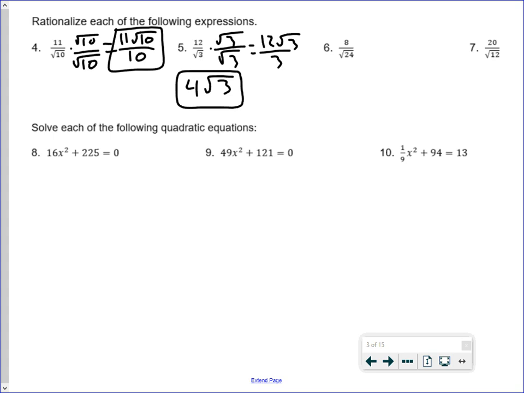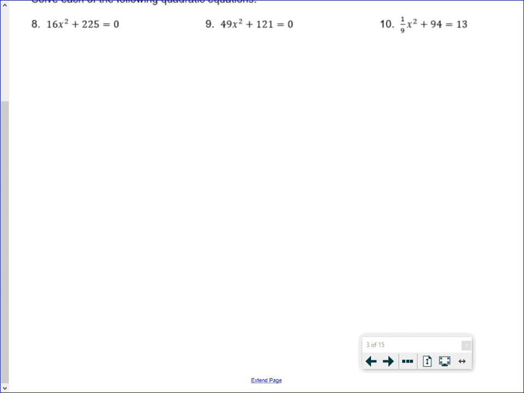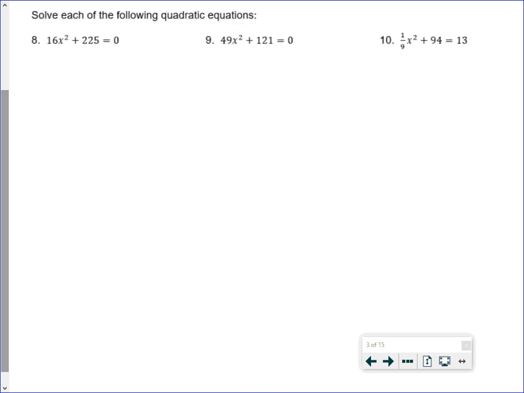We need to solve each of the following quadratic equations. So we only have one kind of x term over here. We don't have a bx. Our b equals 0 in this problem. So we don't have to use the quadratic equation or completing the square. You could, but you're going to be wasting a lot of your time, and there's much easier ways to do it.